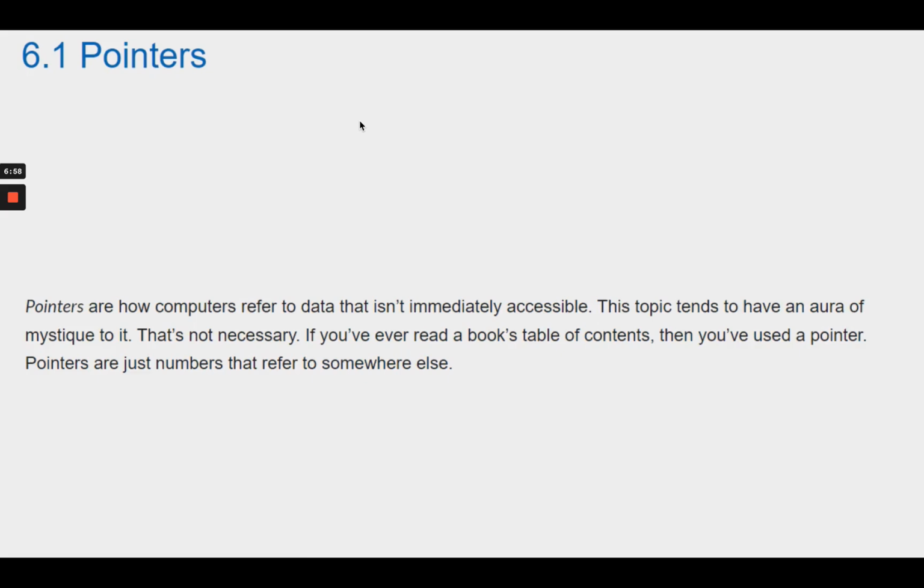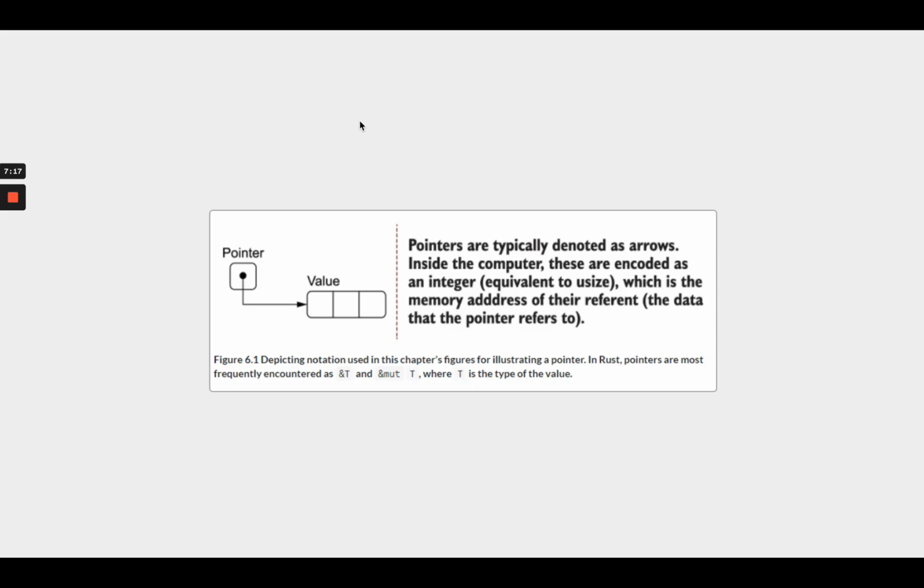Section 6.1. Pointers. Pointers are how computers refer to data that isn't immediately accessible. This topic tends to have an aura of mystique to it. That is not necessary. If you've ever read a book's table of contents, then you've used a pointer. Pointers are just numbers that refer to somewhere else. If you've never encountered systems programming before, there's a lot of terminology to grapple with that describes unfamiliar concepts. Thankfully, though, what's sitting underneath the abstraction is not too difficult to understand.